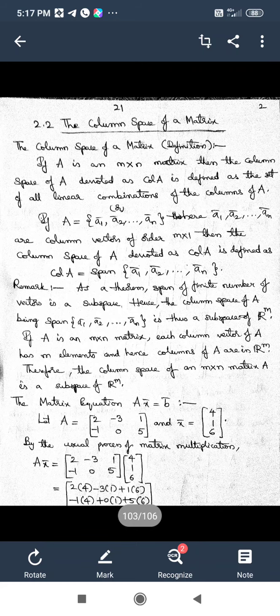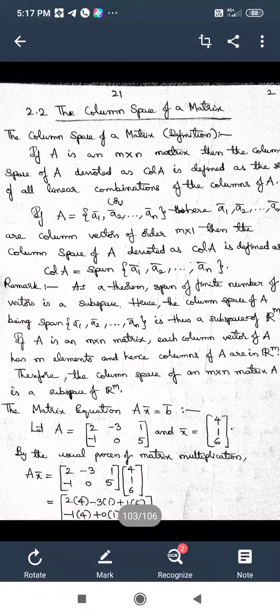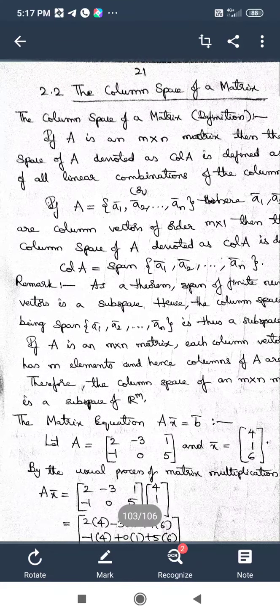In the previous classes, we have seen what a null space is, and we have proved some theorems in the topic null space and also solved some problems based on the concept of null space. Now it is time to move on to the next topic, that is the column space of a matrix. So we have seen the null space of a matrix. Now it is the column space of a matrix. Let us see what the column space of a matrix is.